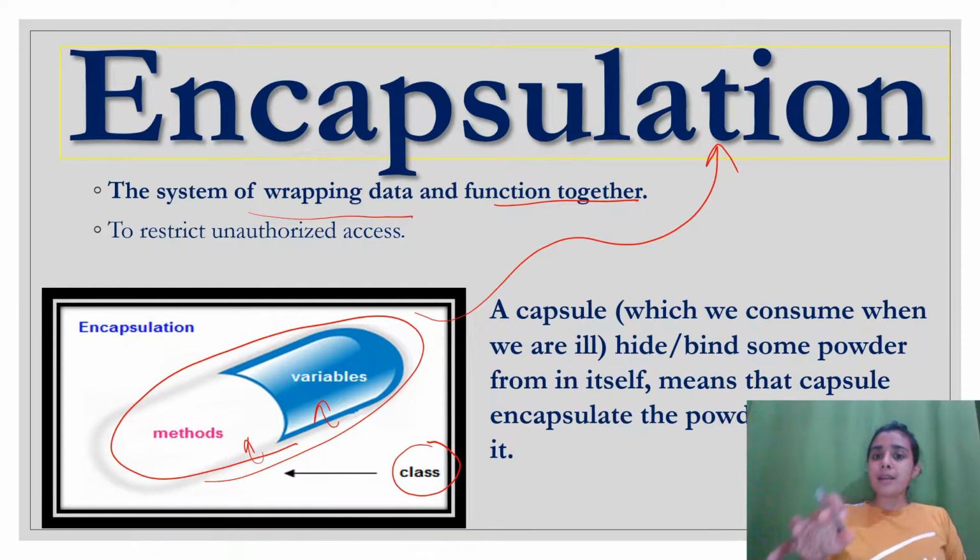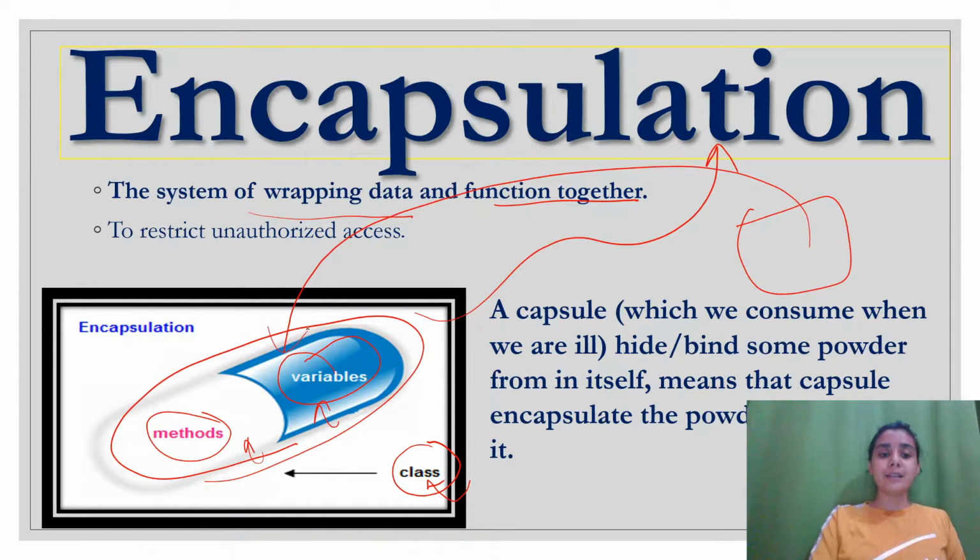The capsule is protecting the powder from outside interference. So the same capsule example, if I take it with encapsulation, means the wrapping of methods and variables inside a single unit. That unit is called the class. Why are we doing it? Because to restrict unauthorized access. We don't want any outside function or class to access the data of this class. We don't want that. For this thing we can say that this is called encapsulation.